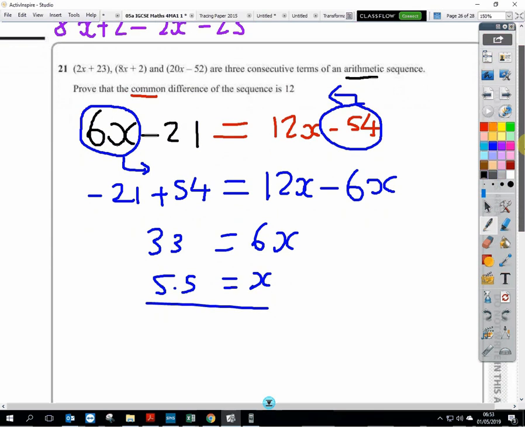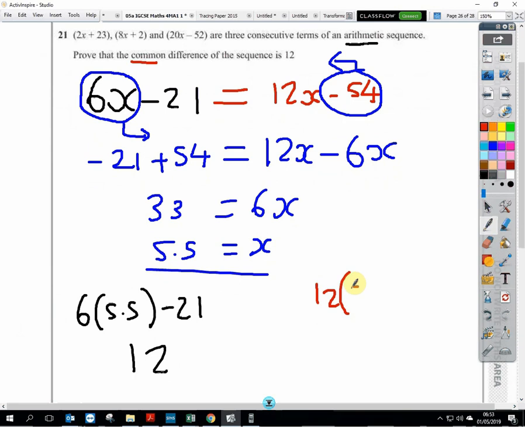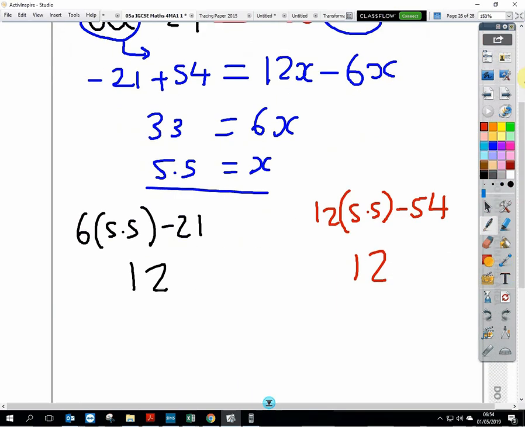Okay, and the question says prove that the common difference is 12. So what do I need to do now? Well, I know that the common difference here in black is 6x minus 21. If I do 6 times 5.5 minus 21, that gives you 12. Type that into the calculator, it gives you 12. The other one is 12 times 5.5 minus 54, which is also the common difference. If you type that into the calculator, it's also 12. So therefore, you have now proved that it's 12.